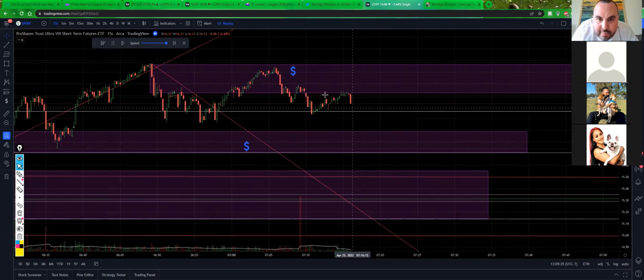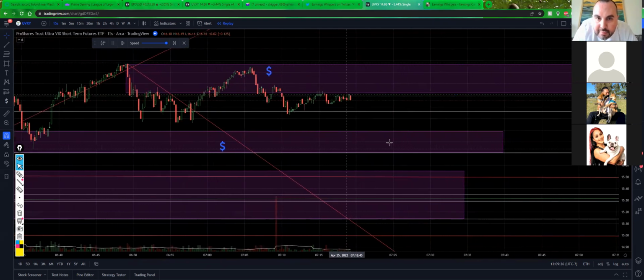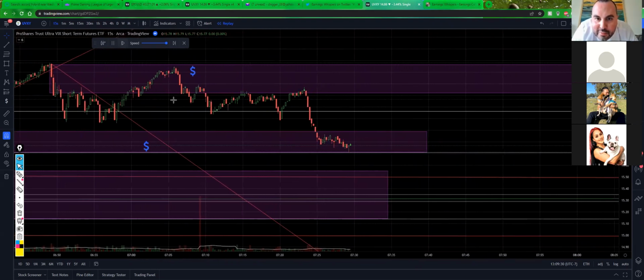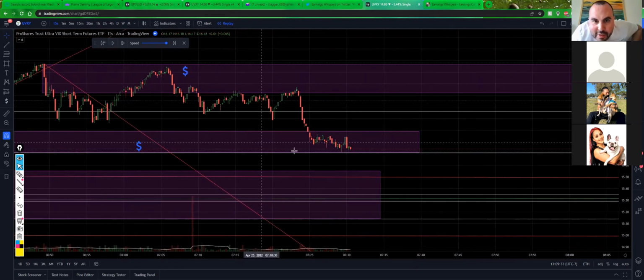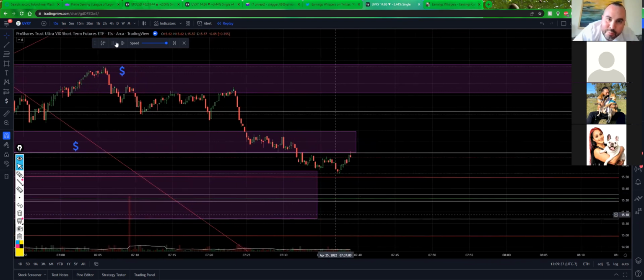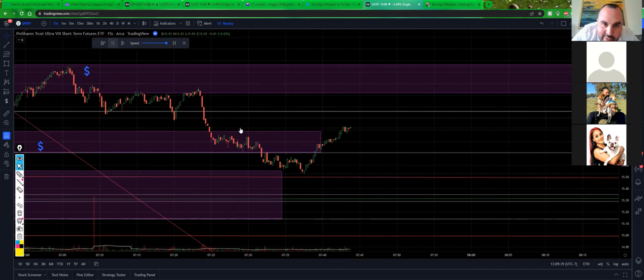You try to reach it again, nope. Now it's going down. Using that as resistance. Now it reached this here, and it grabbed that money right there. And now would you look to average down, maybe, as it gets back to this supply zone?